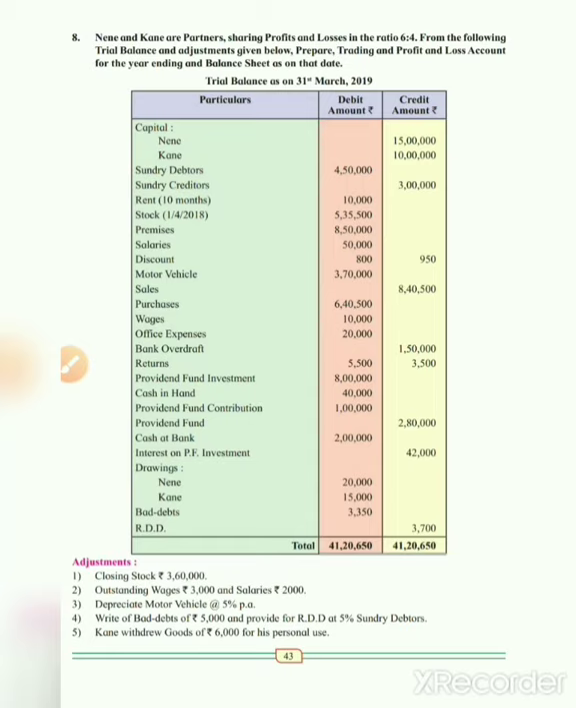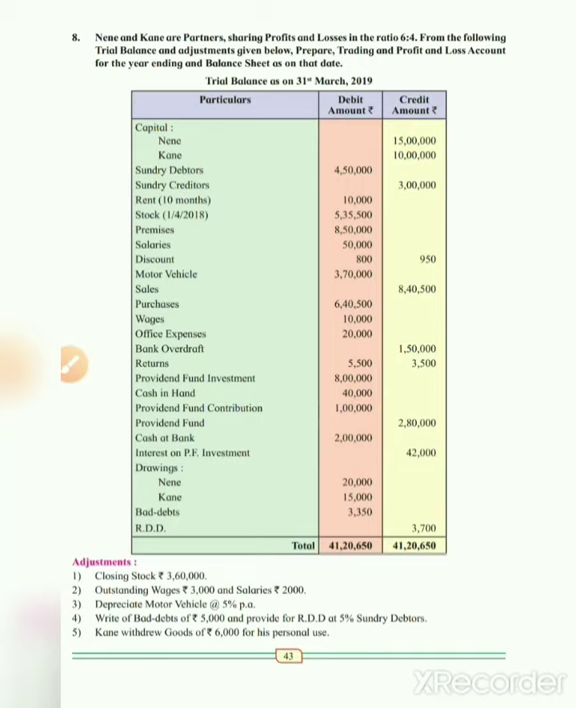Now next, in trial balance, drawings of partners are given to us. Nene rupees 20,000, Kane rupees 15,000. Actually these are the drawings allowed in the form of cash. So these drawings are deducted from the capital of partners. So we will deduct these drawings from the capital on liability side.